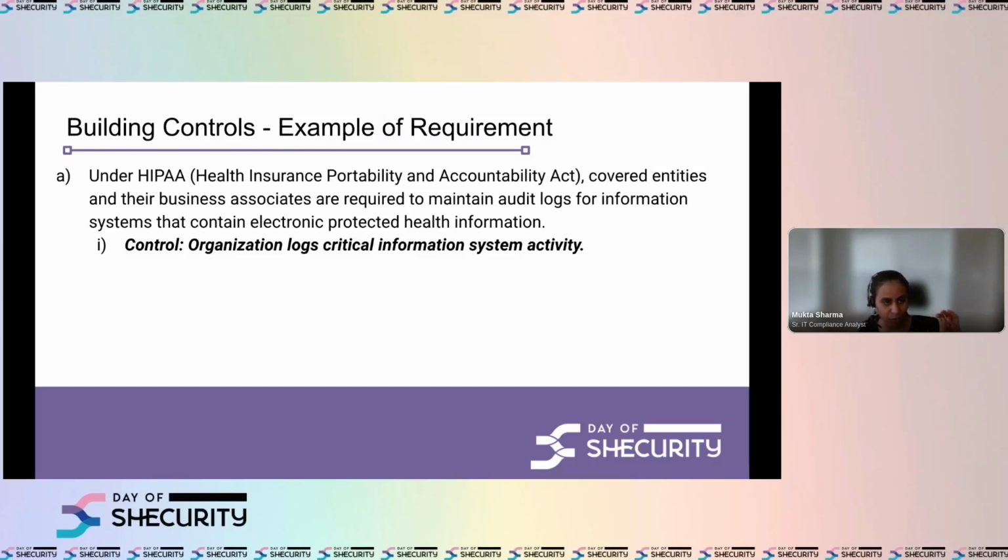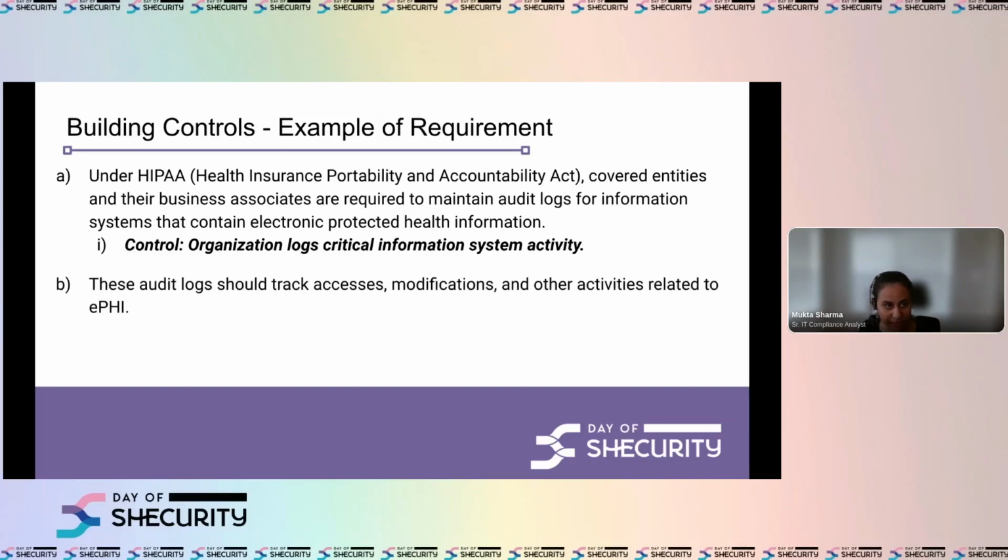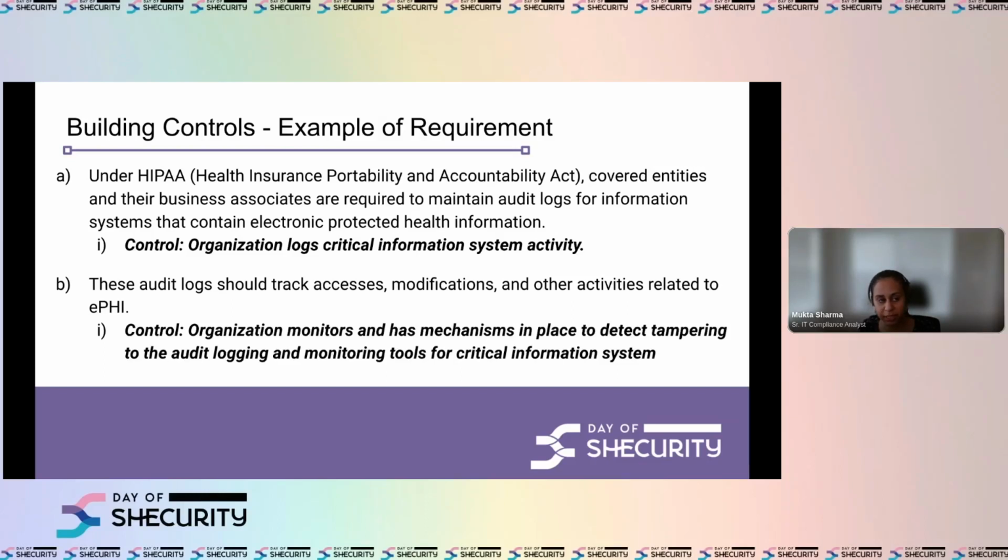I didn't get into defining what critical information system activities are over here. A control should be something very specific. Now, another example. I went through the second sentence: these audit logs should track access, modification and other activities related to EPHI. What does that mean? That they should have monitoring mechanisms in place to detect tampering with audit logging and monitoring tools for the critical information system. So you have to break it down in a way where it specifies what conditions you are supposed to meet.